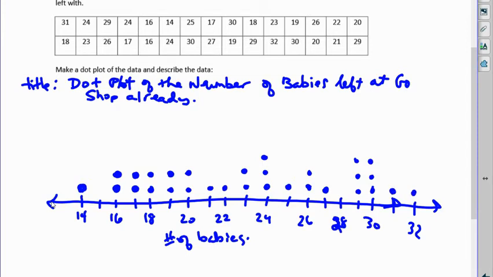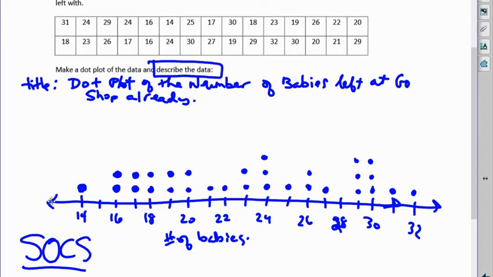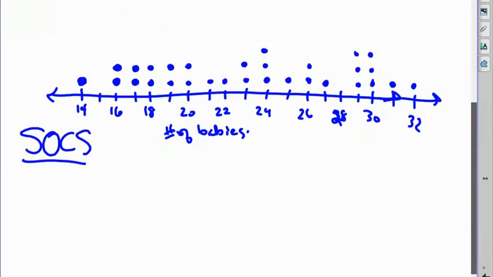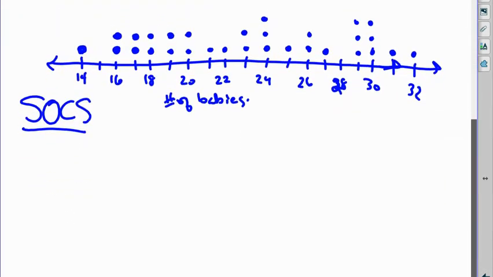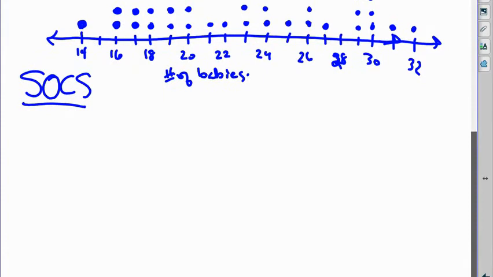So there's my Go Shop Already babies, and now I've got to describe my shape, outliers, center, spread. Socks, okay? Because that's what it says. Describe the data. So when it says describe the data, they mean socks. So every time you start a description or do anything with data like this, I want you to make sure you have context.